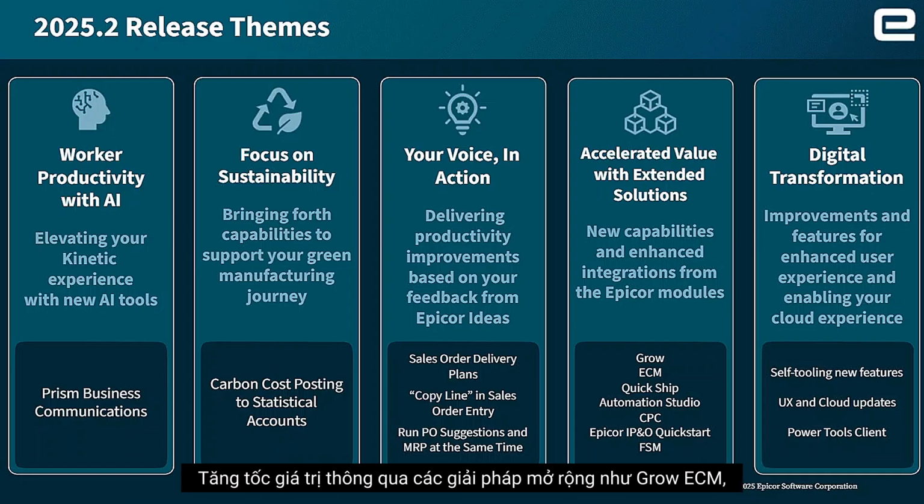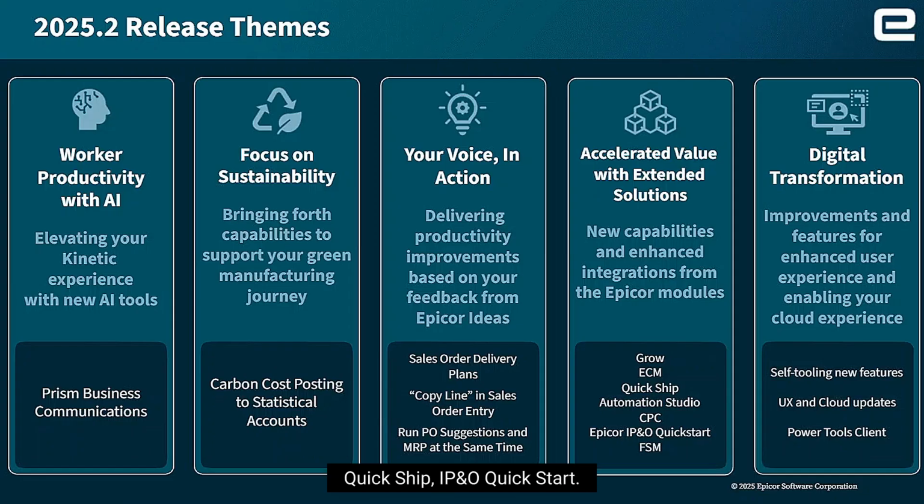Accelerate value with extended solutions, such as Grow, ECM, Quick Ship, IP&O, Quick Start, deliver faster value through integrations. Digital transformation, such as self-tooling, our UX updates, power tools, these all accelerate your move to the cloud. These five themes shape how we built the 2025 release and highlight how we're bringing meaningful and practical improvements to show you how to run better every day.